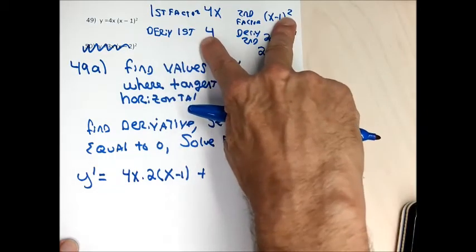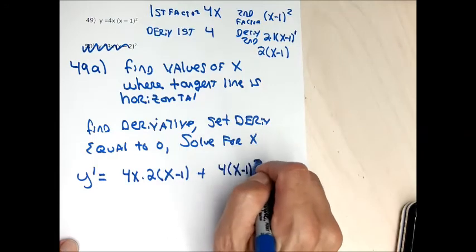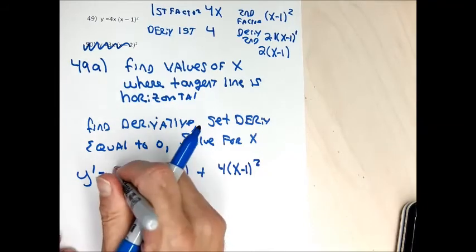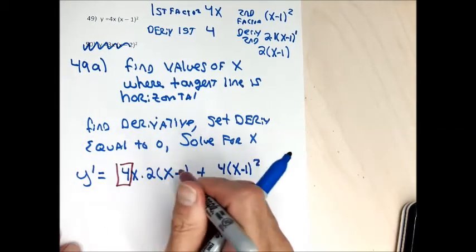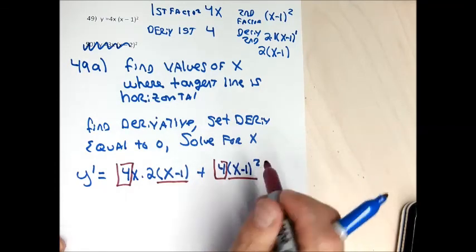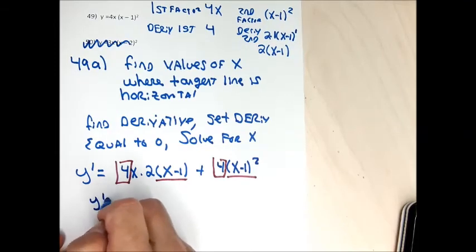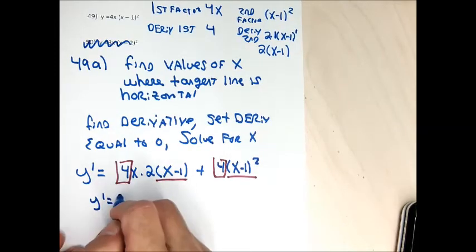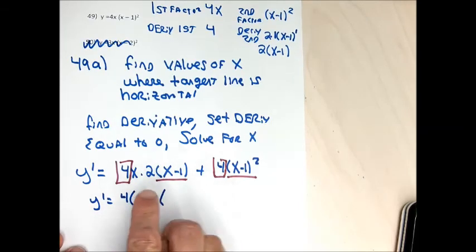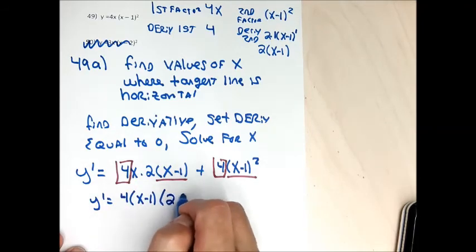I'm going to write this product with the 4 first. So 4 times x minus 1 squared. And now I could common factor, or I could multiply out. It's probably better to common factor. I'm going to factor out a 4 and an x minus 1. I'm going to leave this x and this 2 alone. So simplifying this, first piece I factor out a 4 and that x minus 1. When I factor it out, I took both the 4 and the x minus 1 out. I'm left with the 2x.